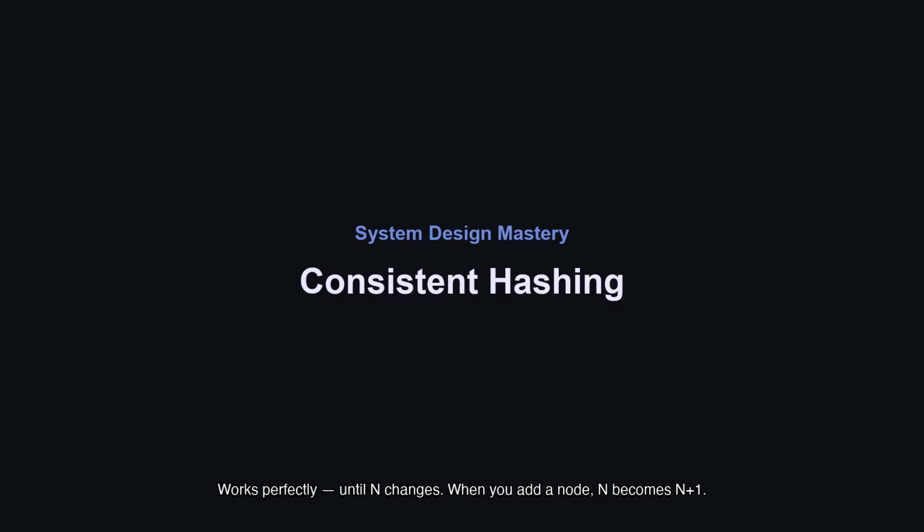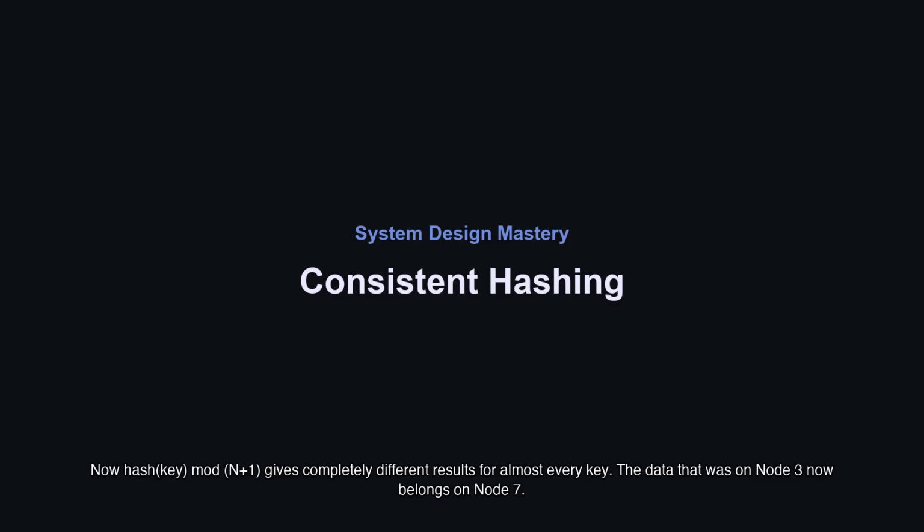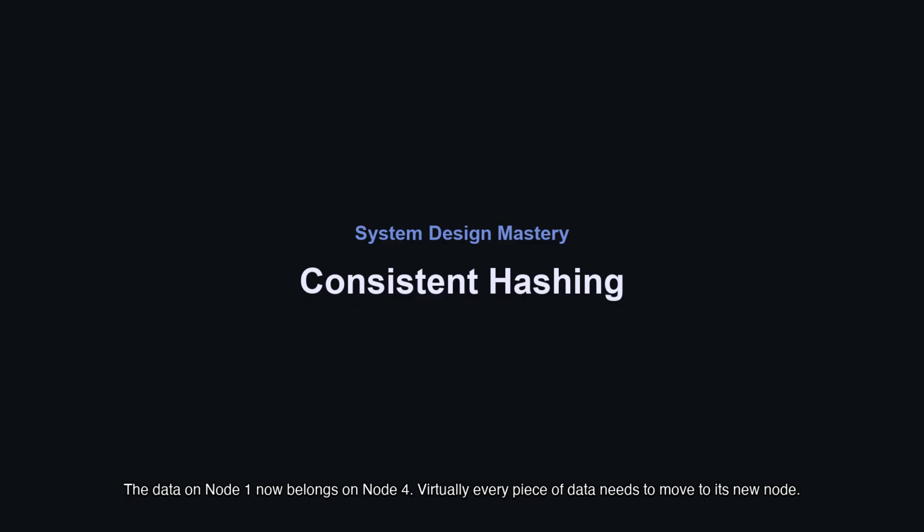When you add a node, n becomes n+1. Now hash(key) mod (n+1) gives completely different results for almost every key. The data that was on node 3 now belongs on node 7. The data on node 1 now belongs on node 4. Virtually every piece of data needs to move to its new node. In a real system, this is tens of millions of database records migrating all at once. Catastrophic.